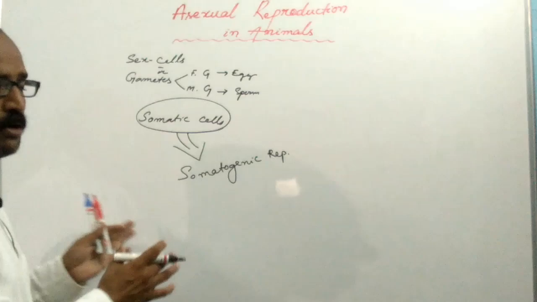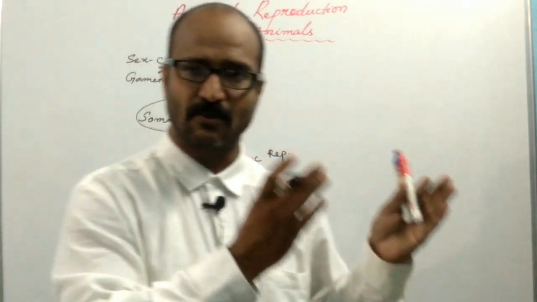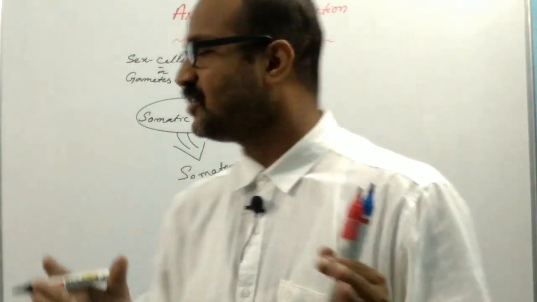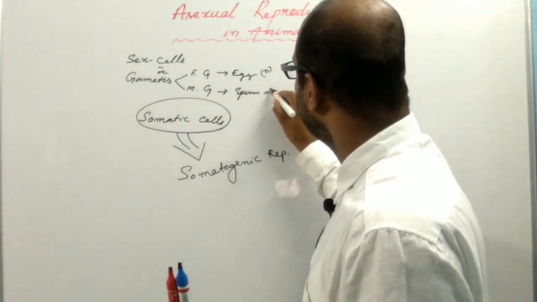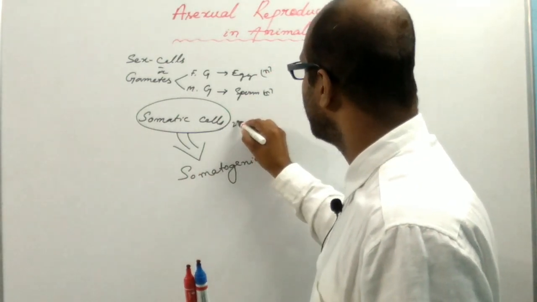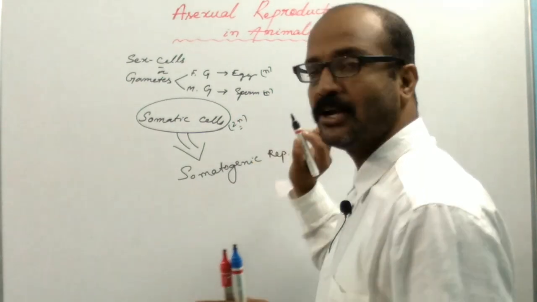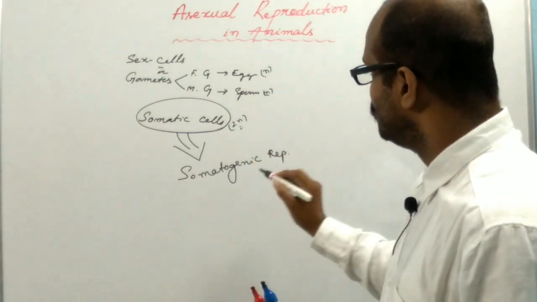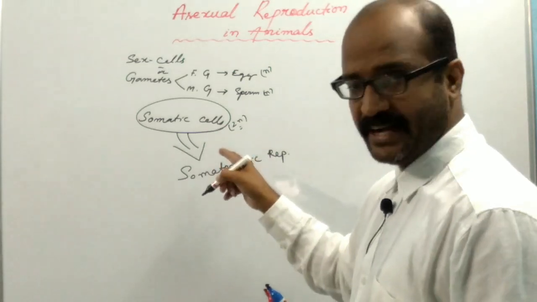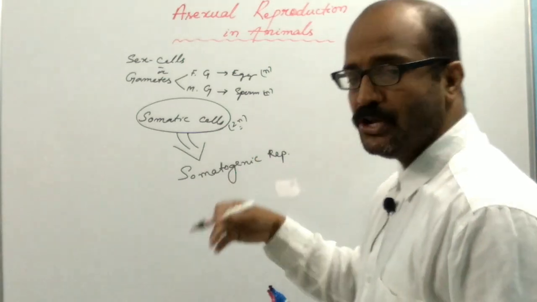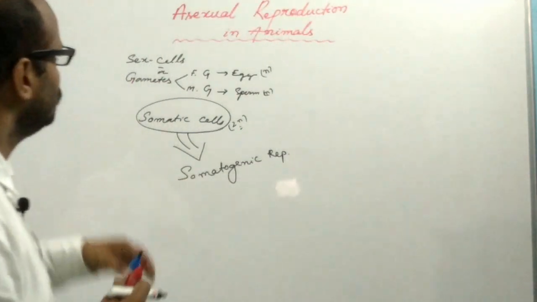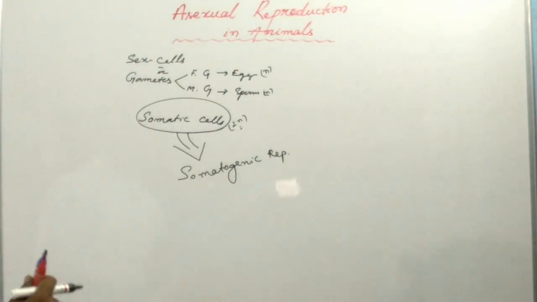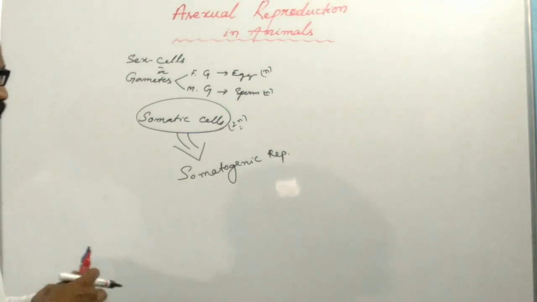The body is made up of two types of cell. One is the somatic cell, another is the sex cell. Sex cell contains a haploid set of chromosomes, but the somatic cell contains the diploid number of chromosomes. These somatic cells divide and form the new organism. Such type of reproduction is known as the asexual type of reproduction.